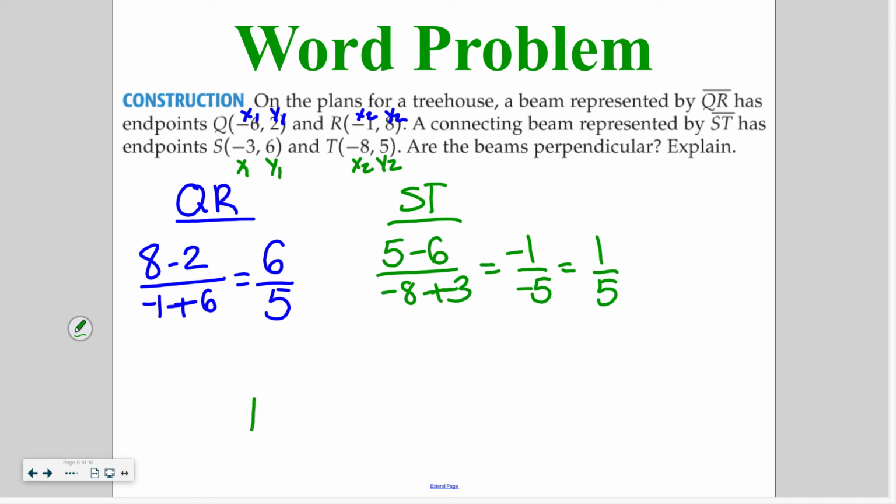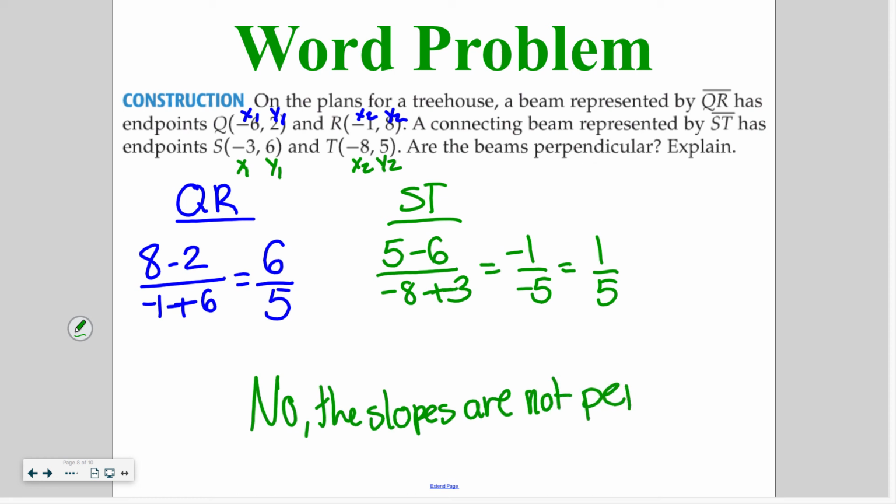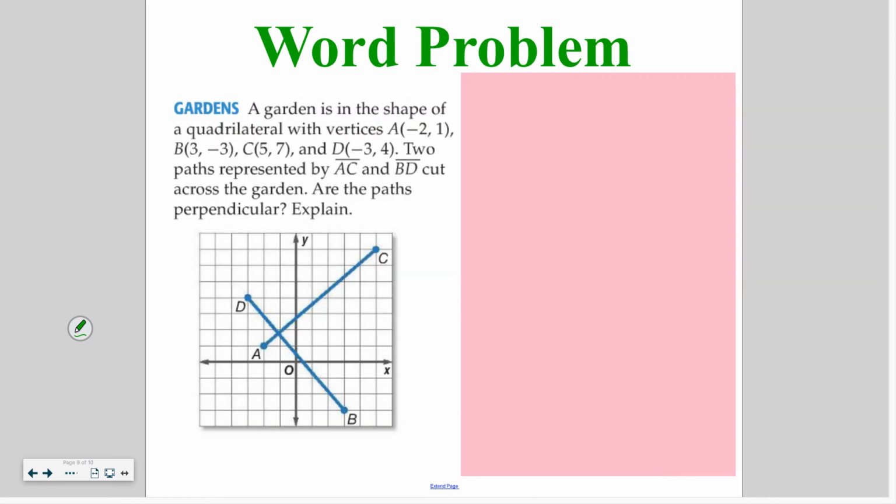So we would say, no, the slopes are not perpendicular. Or you can abbreviate it to perp. The explain part of these types of problems is showing your work, so you do not need to really expand beyond there. Go ahead and try this one on your own to determine if they are perpendicular.